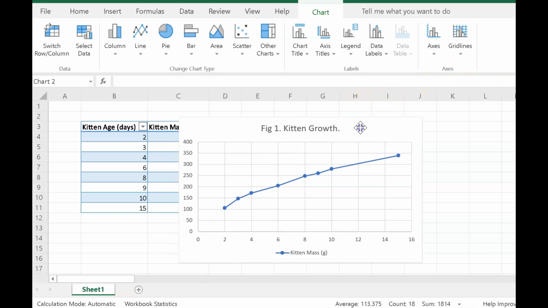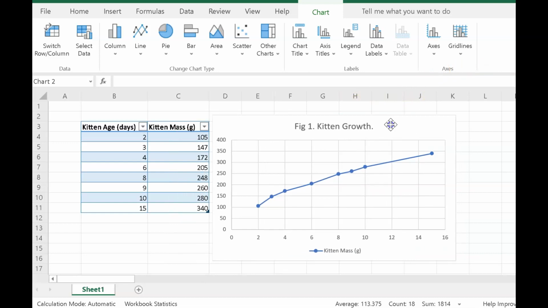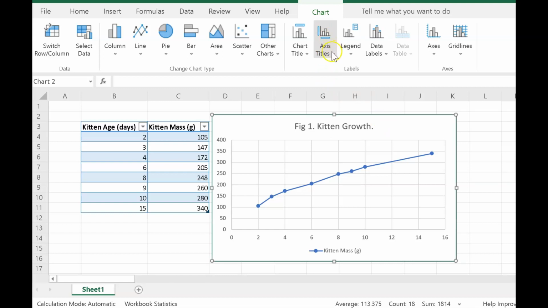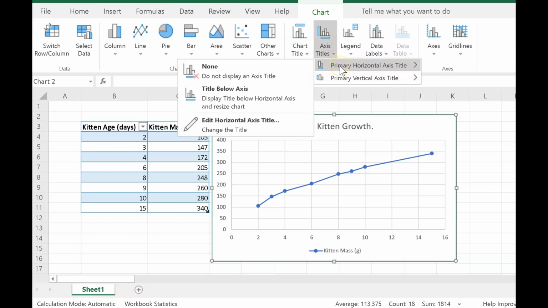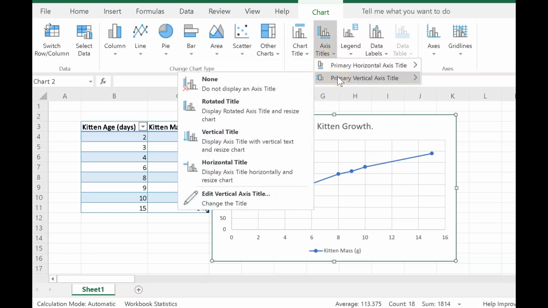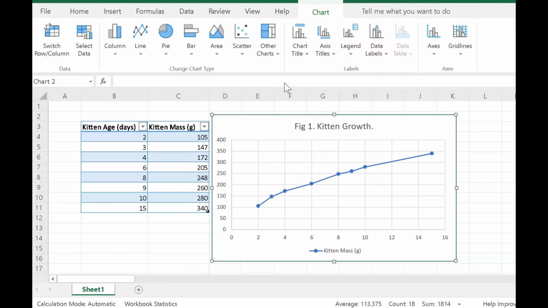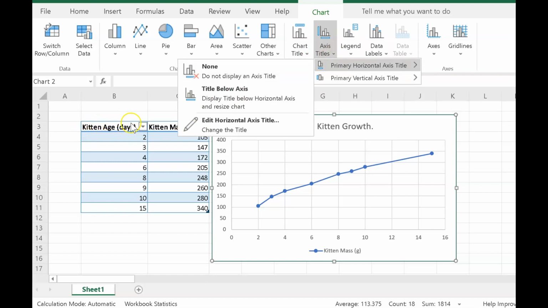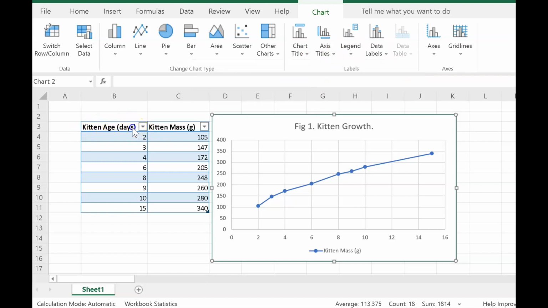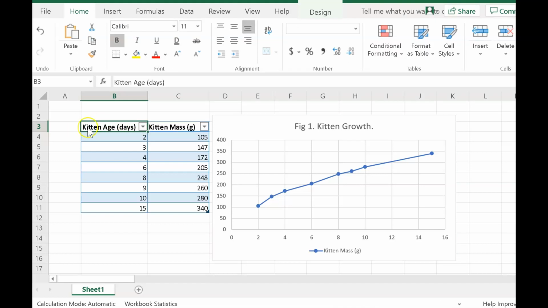Now I also have to name my axes, and they're going to be kitten age and kitten mass. If I would like to see what's written in the table, I can move my chart over here, and go to axis titles. So, primary horizontal axis title. And again, if I don't like what I see there, I can say none, or I can also type this: kitten age in days, right?